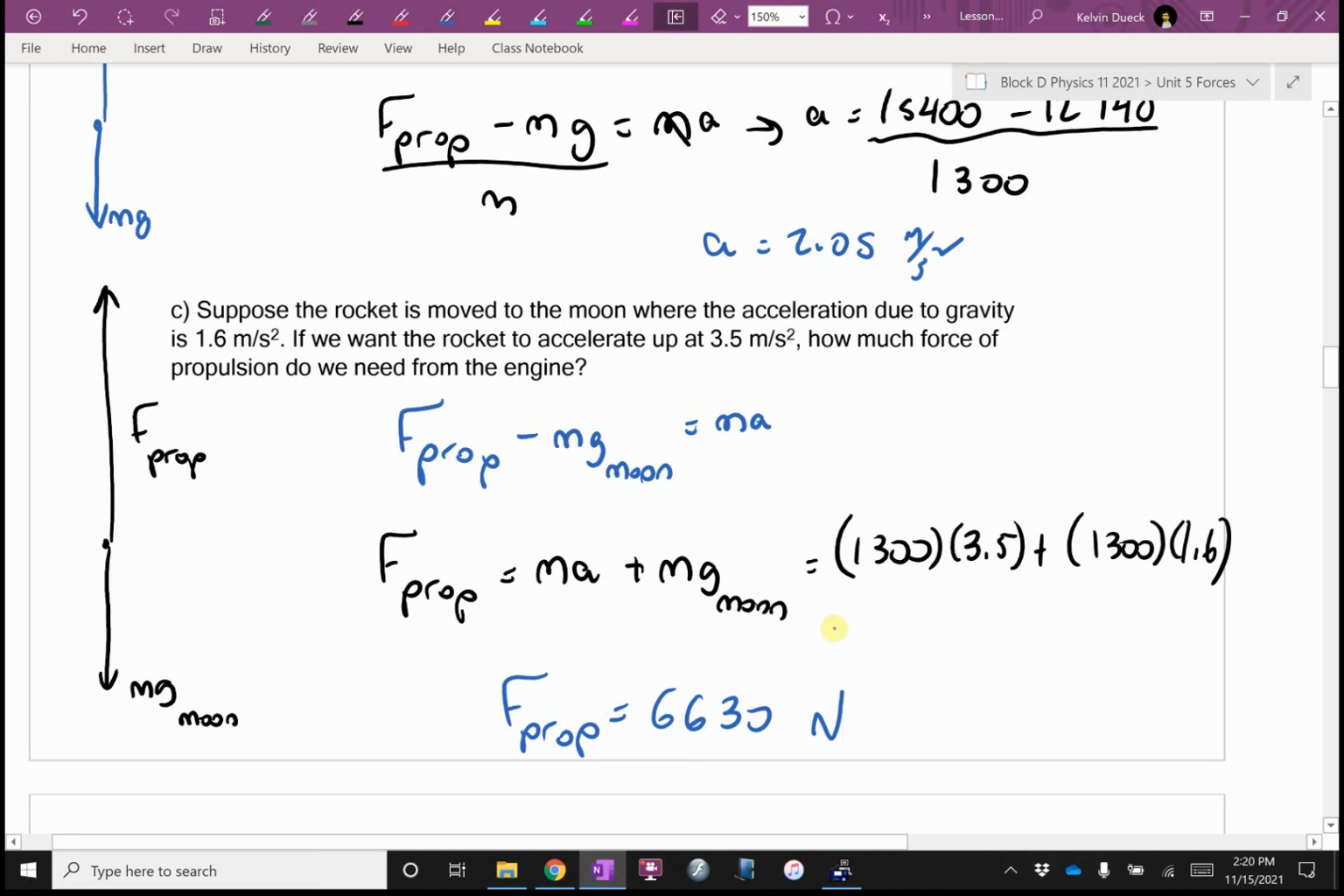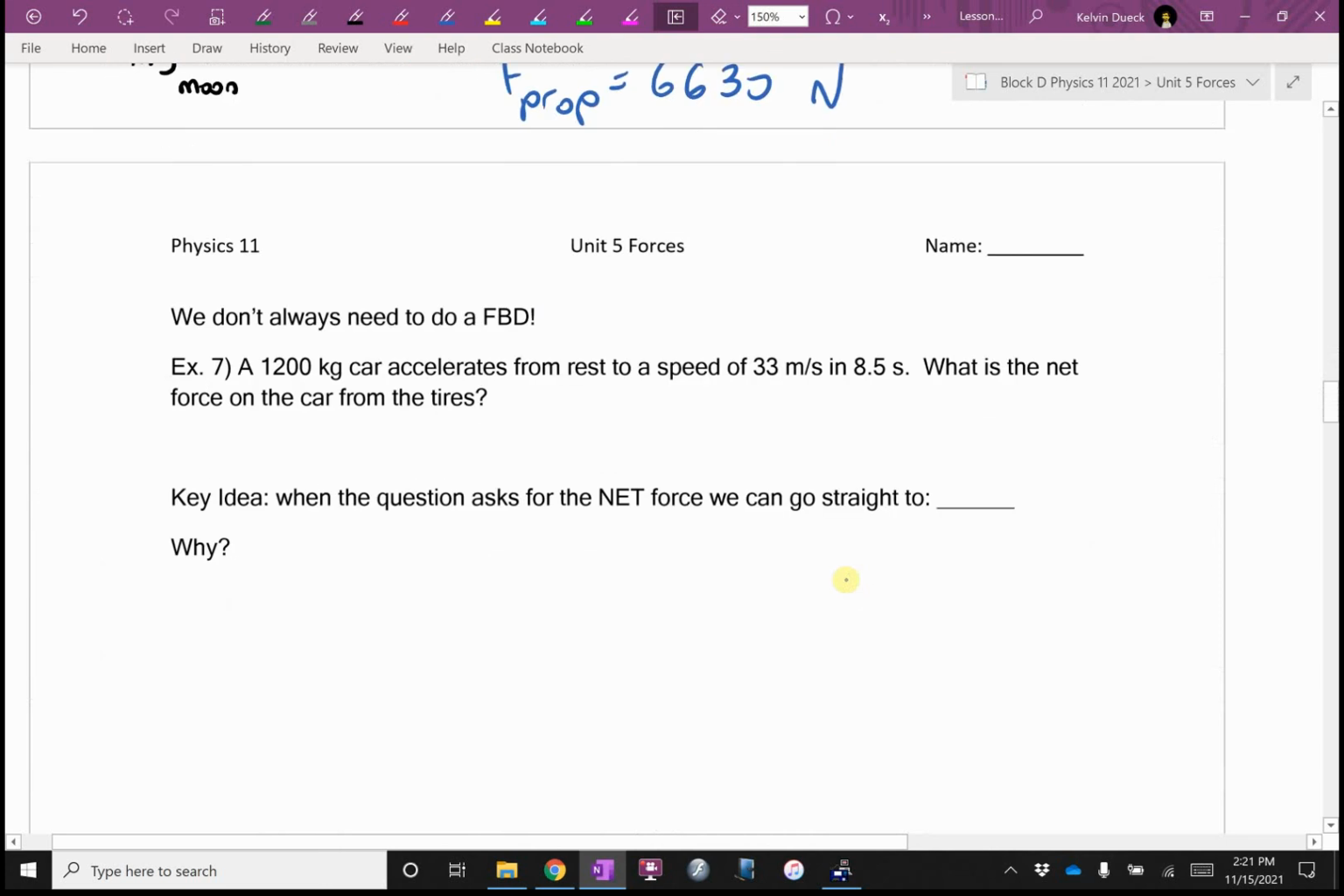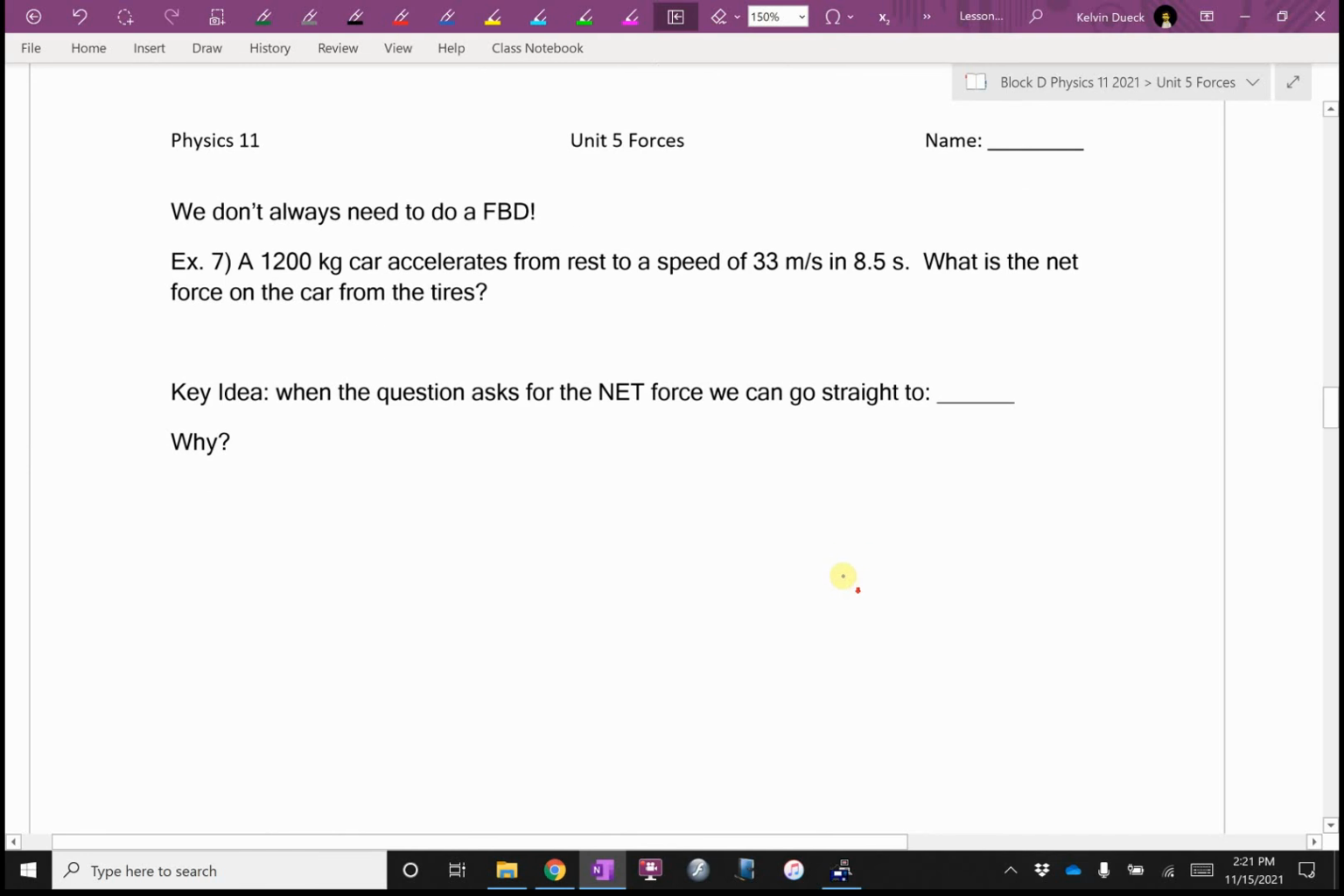So these two examples, I like them both. I'm purely trying to let you know, Eric, I can be pretty flexible with what I can handle here. We don't always need to do a free body diagram. When don't I need to do a free body diagram? There's a trigger phrase that's worth committing to memory.